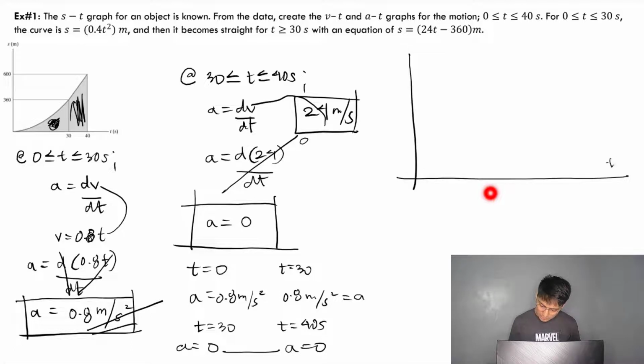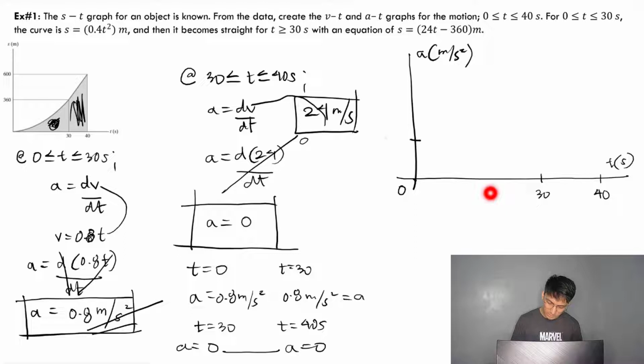This is the time. Yung horizontal axis natin, yun yung time in seconds. And this is now the acceleration in meters per second square. Now, ilagay muna natin yung mga points natin. We have, sa time, meron tayong 0, and 30, and 40. And sa acceleration natin, may nakuha tayong dalawang points, 0 at saka 0.8. So, ito na yun. And the 0.8.